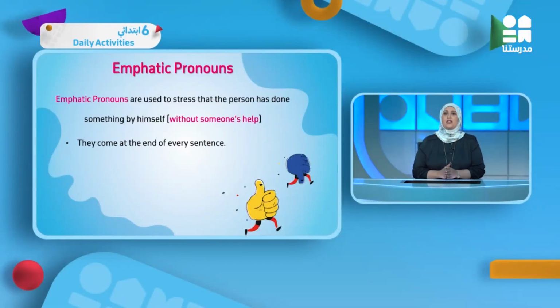They come at the end of every sentence. ضمائر التوكيد دايما بتيجي في آخر أي جملة. ما أقدرش أجيبها في الأول، ما أقدرش أجيبها في نص الكلام. They follow the preposition by. دايما بيجوا بعد كلمة by.